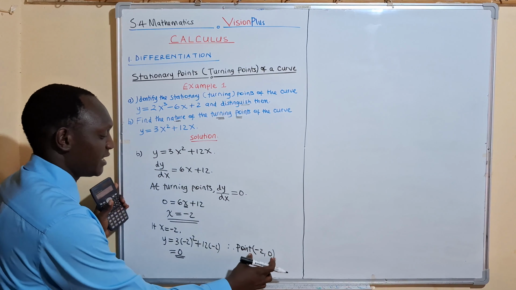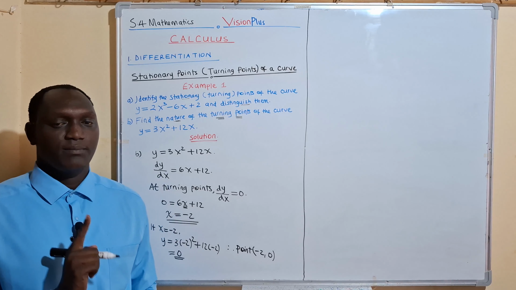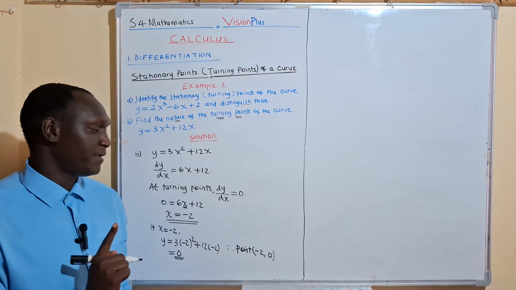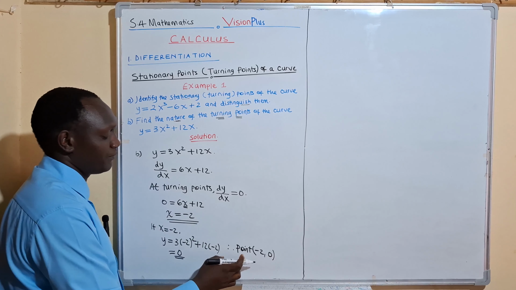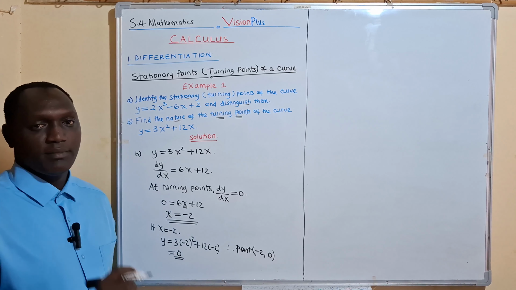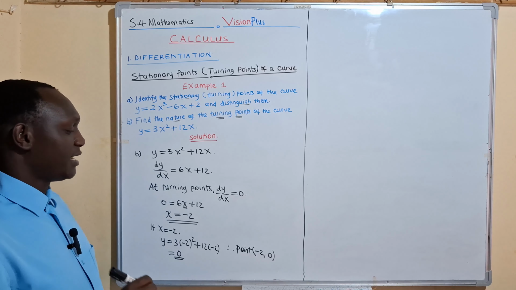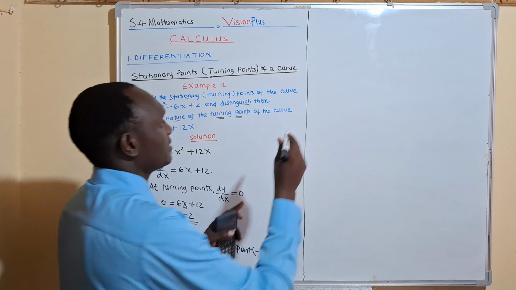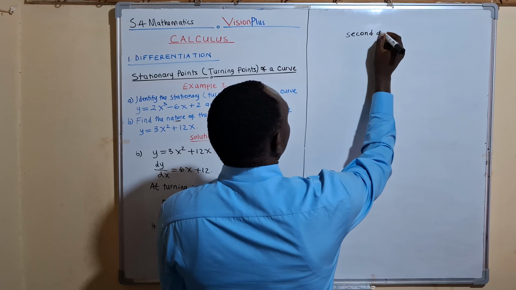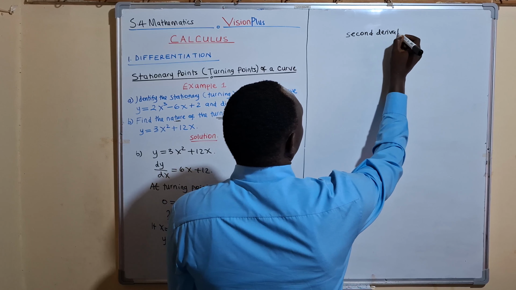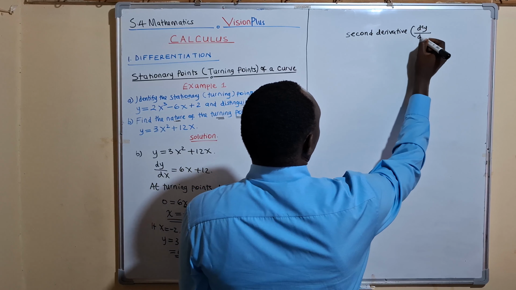Now, we have a turning point. Here we have only one single point. We have one turning point on this curve. What does it mean? It means that we now need to identify, is this point the minimum point, maximum point, or is it a point of inflection? And for us to do that, we said we use the method of getting the second derivative. That is, we find d squared y over dx squared.